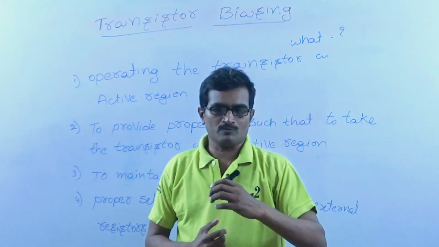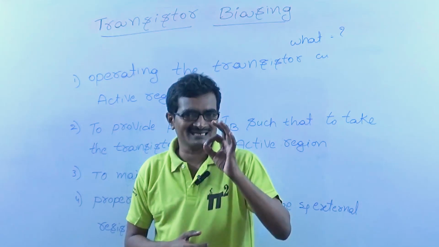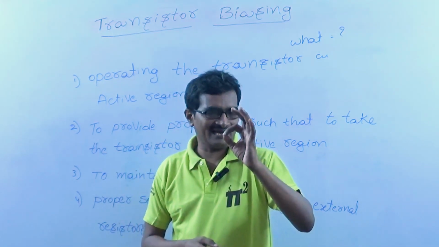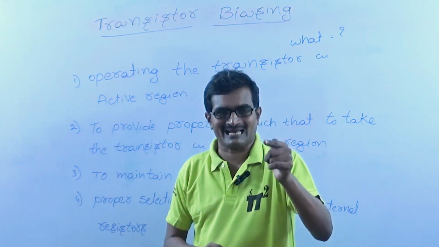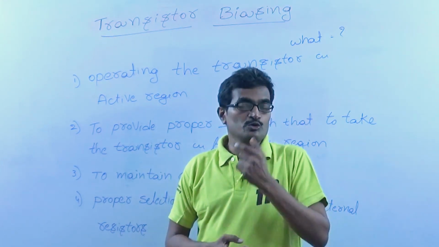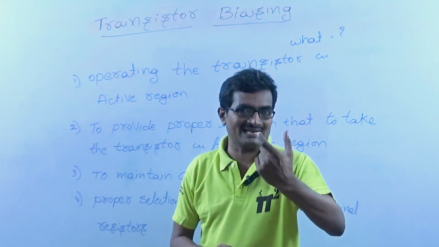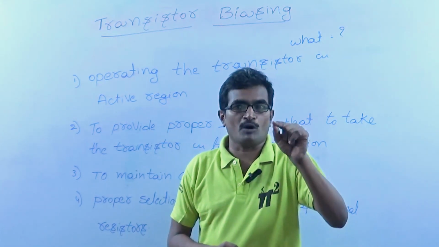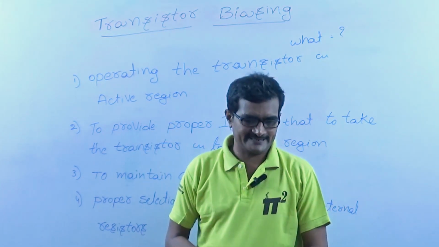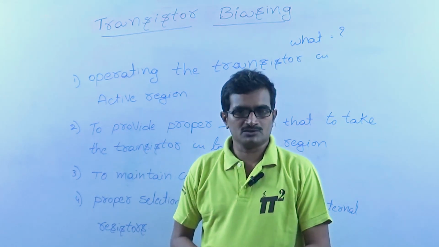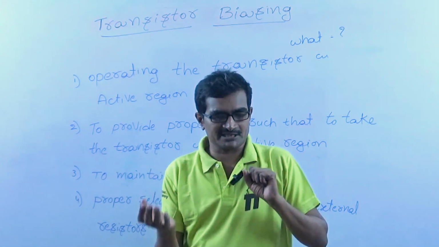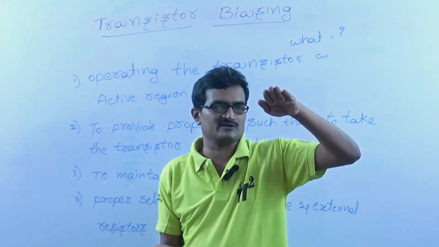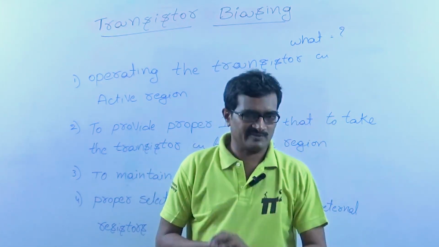For that, the basic device we are using is the transistor, and the transistor should act as an amplifier. To use your transistor as an amplifier, it should operate in the active region. Active region means the emitter junction is forward biased and the collector junction is reverse biased. Emitter junction forward, collector junction reverse bias.